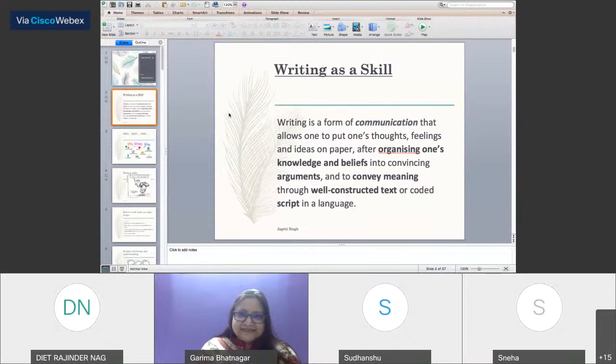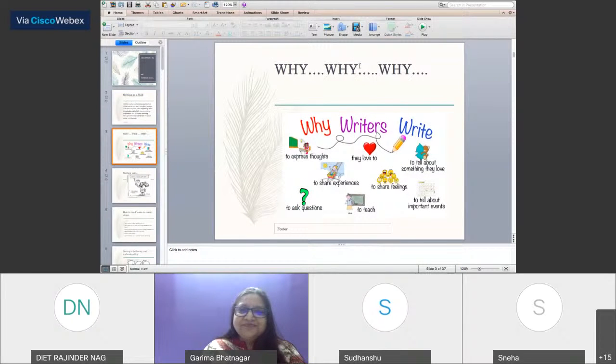And then we must understand that students have to organize their knowledge and beliefs into arguments. So there's some knowledge, there are some beliefs that the students have, and then they must learn how to organize these knowledges and beliefs. So, why do you need to write? And why writers write?